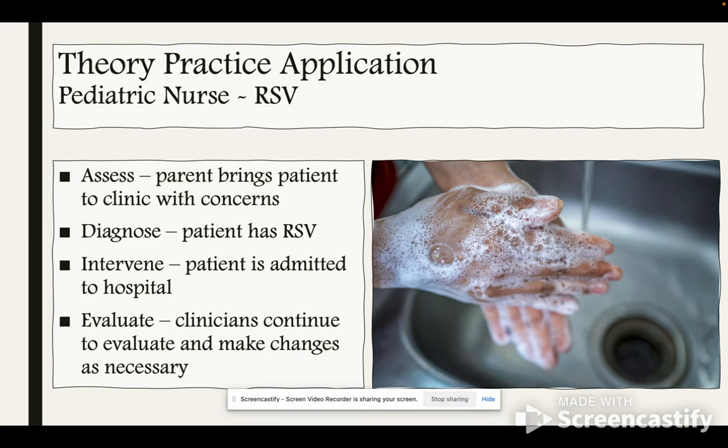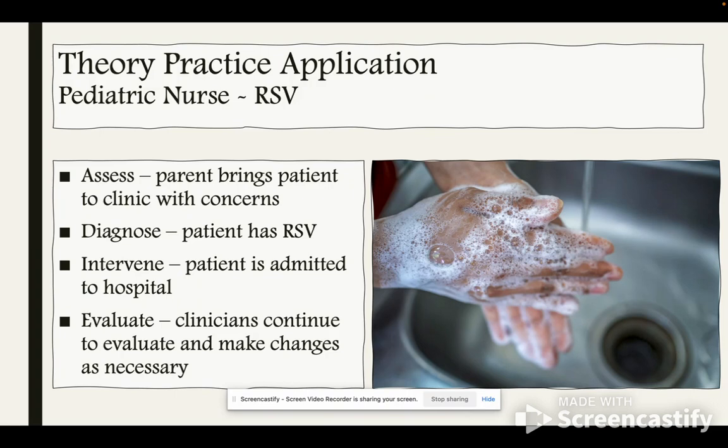Next, I would diagnose. So I would run a test for RSV. I would get that test back, and it would either be negative or positive. In this case, it's positive, which confirms that the patient does have RSV. Next, I would intervene. So in this case, the patient's going to be admitted to the PICU for high flow nasal cannula, suctioning, and then fluids.